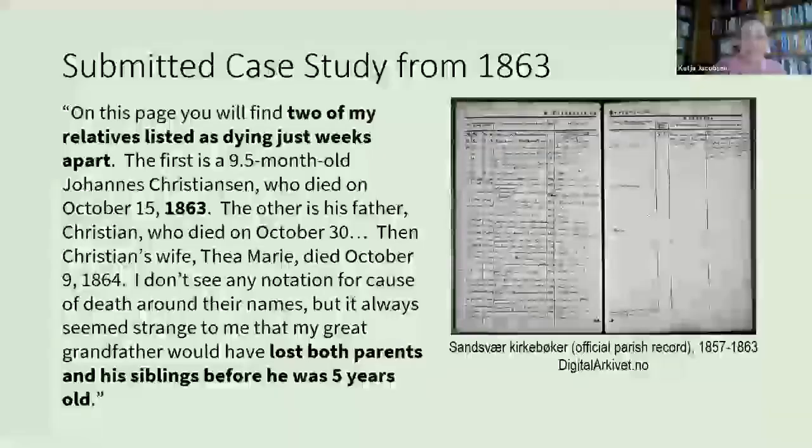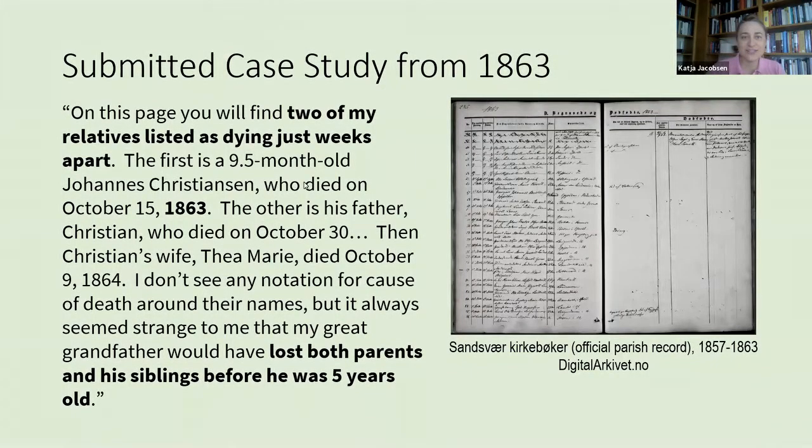Our second case study, as we get a little closer to the current time, is from 1863. And the case study that I got from one of our lodge members is on this page, you will find 2 of my relatives listed as dying just weeks apart. The first is 9.5-month-old Johannes, who died October 15 of 1863. The other is his father, Christian, who died October 30.